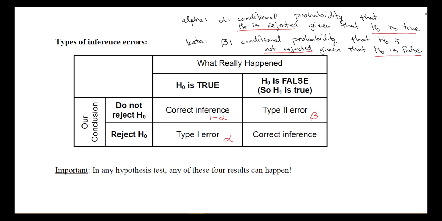So the first type of error, which is rejecting H0 when H0 is true, we call that a type 1 error. And the other type of error, if H0 is false but we end up not rejecting it, we call that a type 2 error. Okay, and then in that case, if H0 is indeed false, then the probability of a correct inference would end up being 1 minus beta. Okay, so in any hypothesis test, any of these can happen.